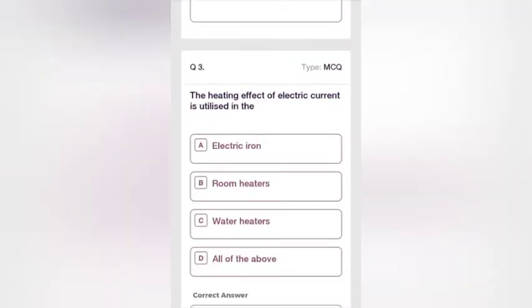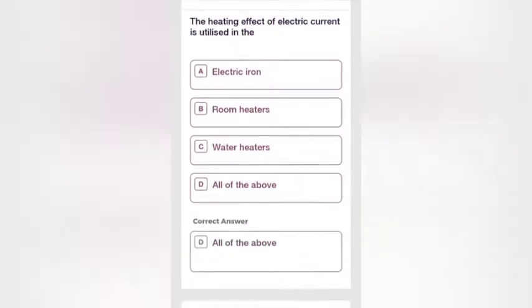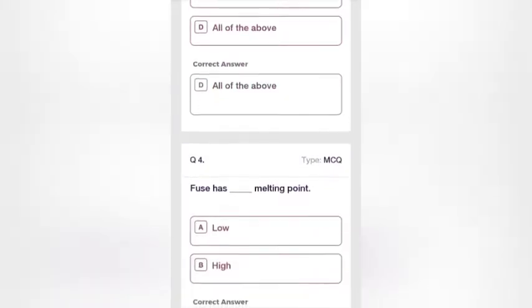The heating effect of electric current is utilized here. That means the heat which is produced when the current is passed, by which devices do we need to see. It's electric iron, room heater, water heater. Yes, all of the above. All of the above is the correct answer.